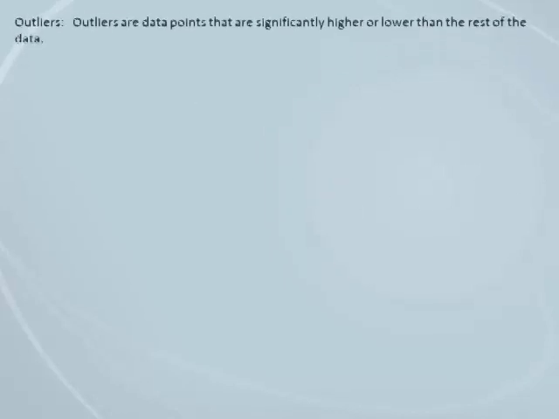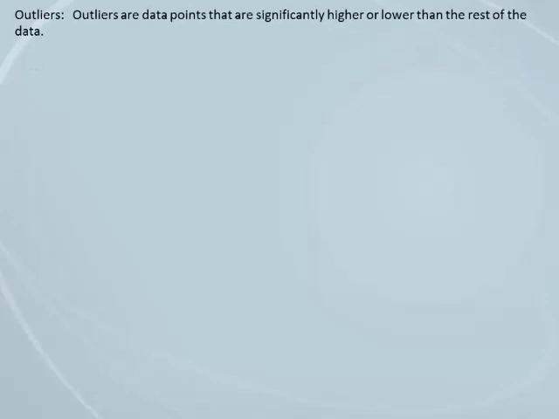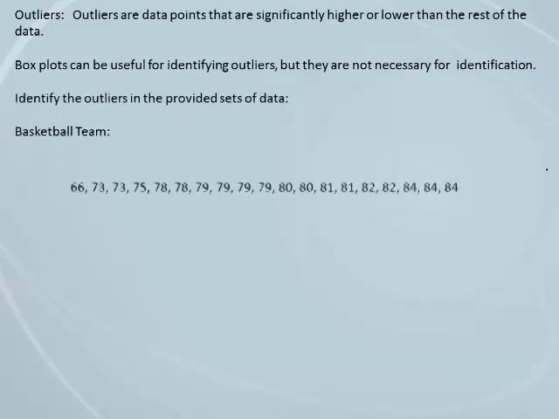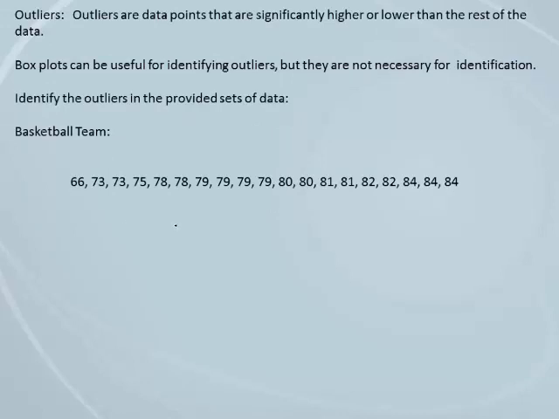Okay, so outliers are data points that are significantly higher or lower than the rest of the data. Box plots can be useful for identifying outliers, but they're not necessarily necessary for identification. So we had the basketball team, and we want to see if there are any outliers. So I'm going to make a box plot without making a box plot. I've got my numbers in order, so here's my median.